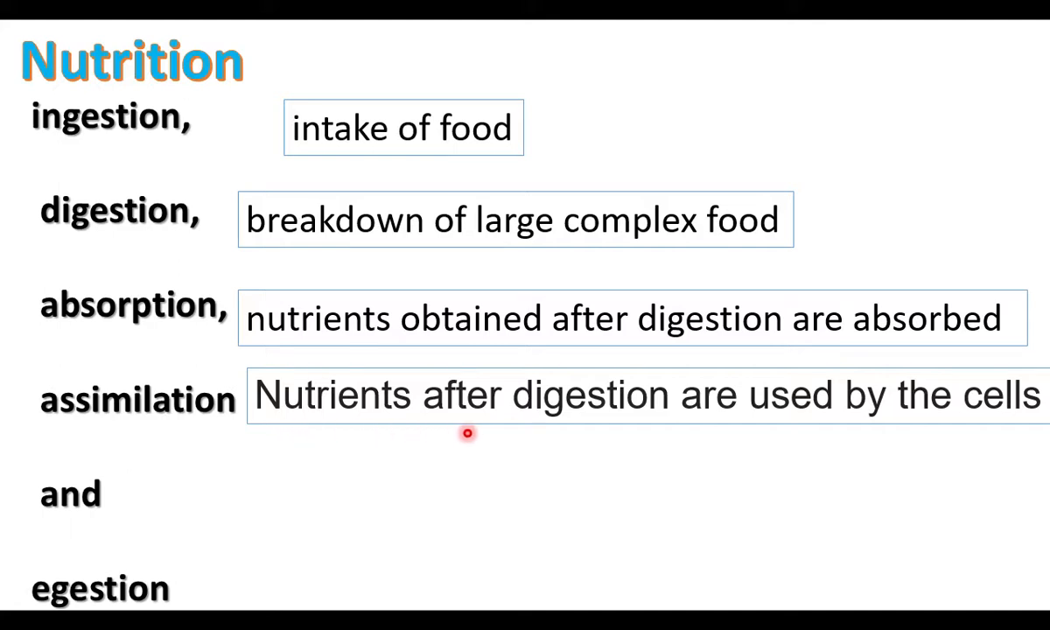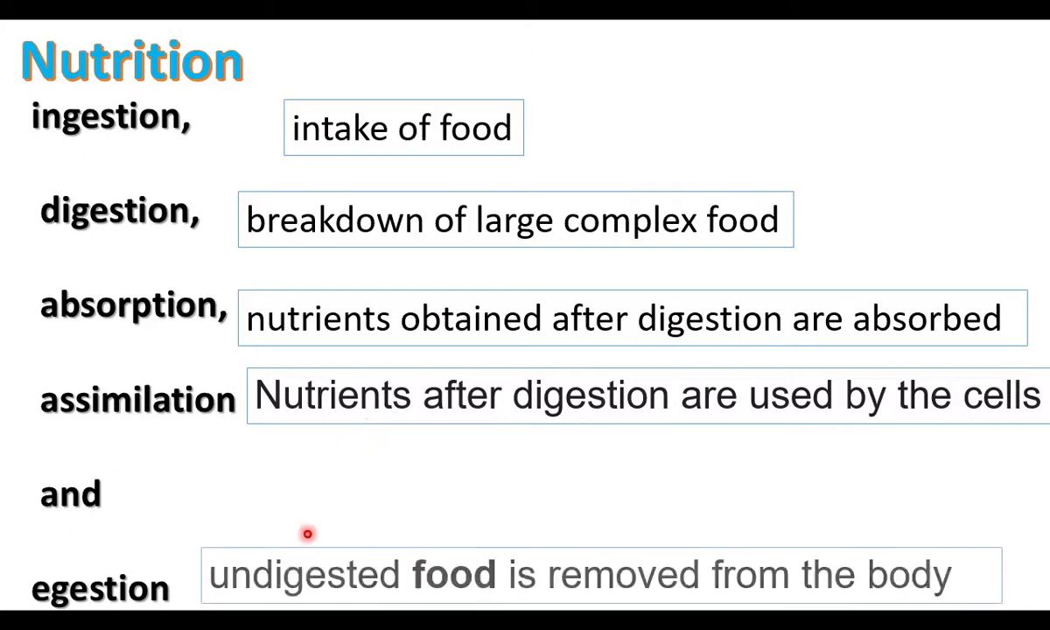Assimilation: nutrients after digestion are used by the cells to produce energy or to produce new substances. This is assimilation. Undigested food is removed from the body by the process of egestion.